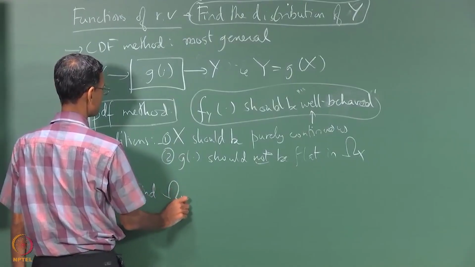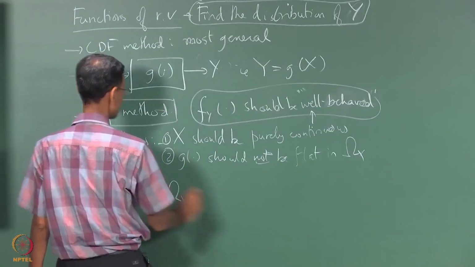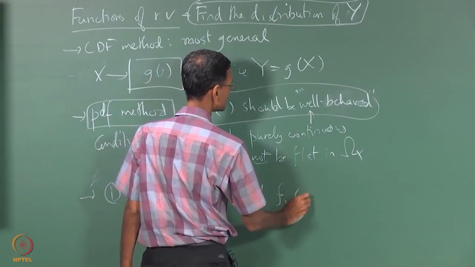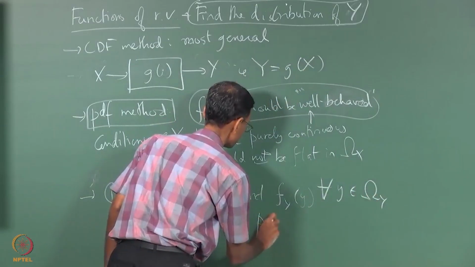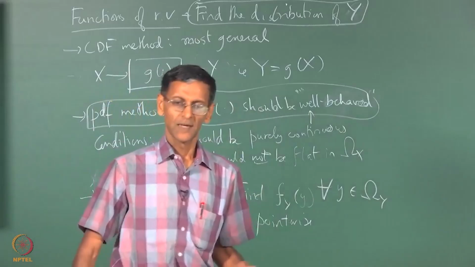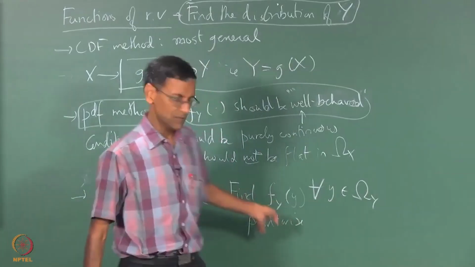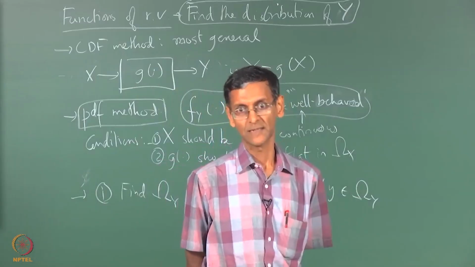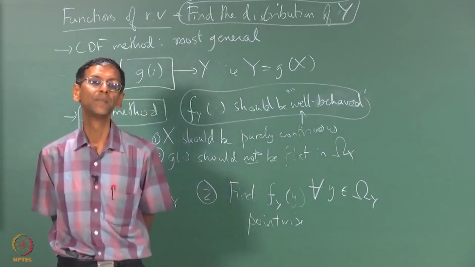This you cannot do without, as I emphasized yesterday. And then the second step is to find the density function for all y in omega y, point wise. In other words, you are finding this output PDF point by point, but there could be an uncountable infinity of points here. But if you take an arbitrary y in omega y, and if you can find it as a function of y, then you have solved the problem, isn't it. But that does not take away the fact that you are actually defining it point wise.